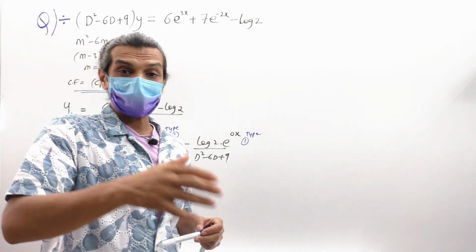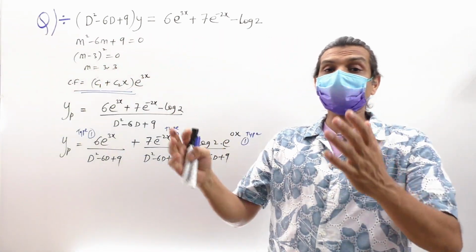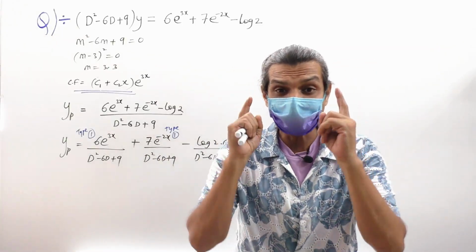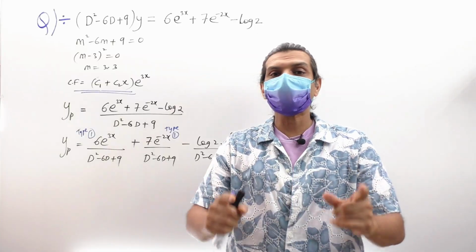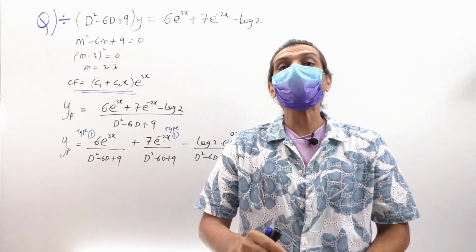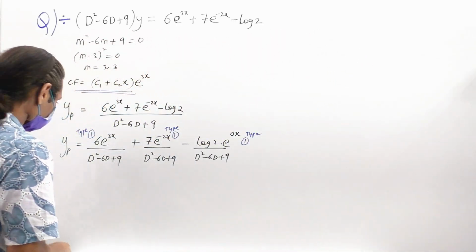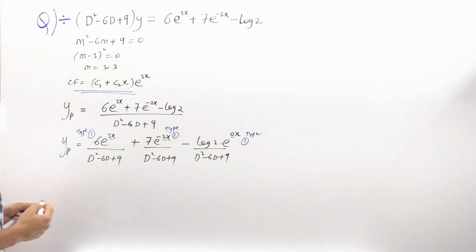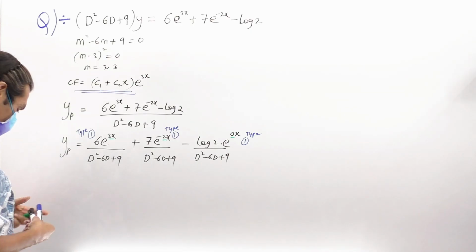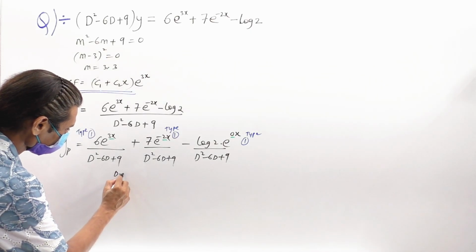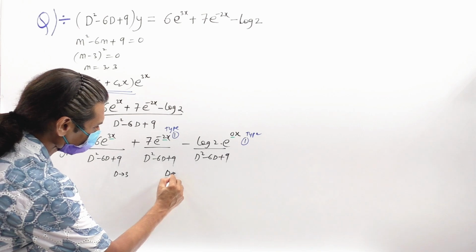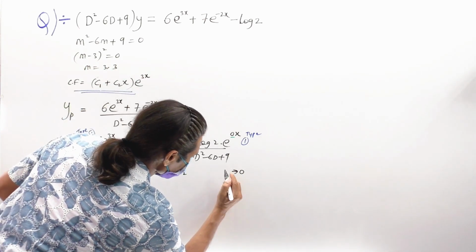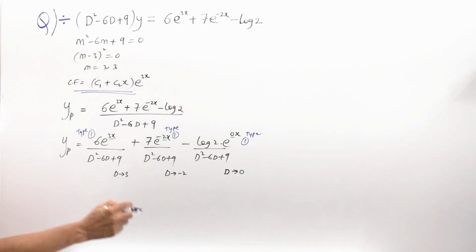Therefore, what do we do in type number 1? If the right hand side is e^(ax), the numerator stays e^(ax) upon f(D). In the denominator, we replace all the D's by a. Which a? This a. Here it is 3, here it is minus 2, here it is 0. So here we replace D by 3, here D by minus 2, and here D by 0. That's it. So let's replace now.